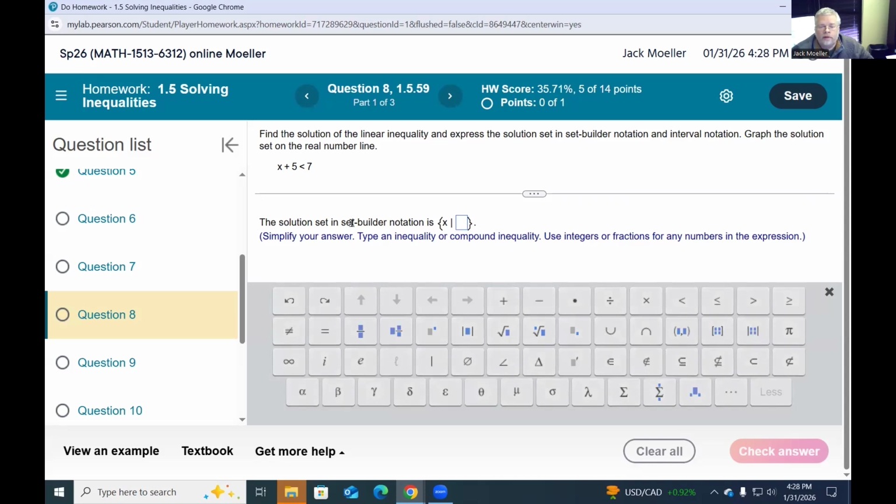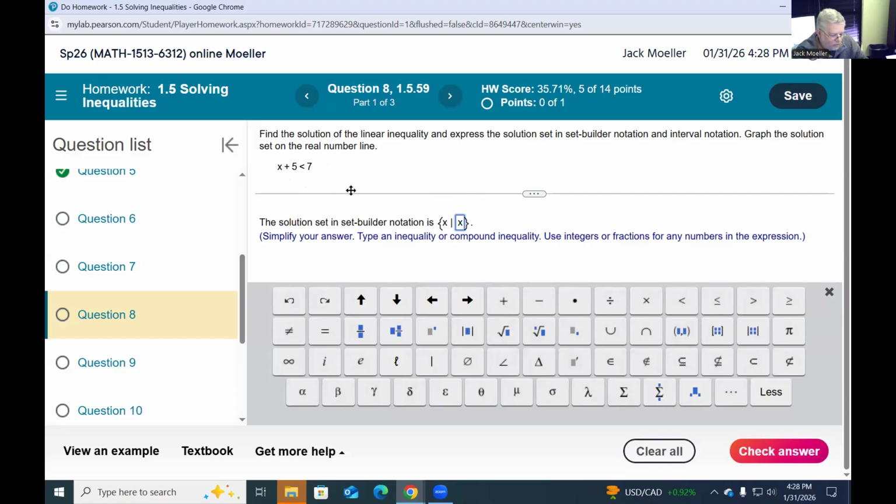Anytime you have set builder notation, you're always going to see this notation. The way this reads, anytime you have curly brackets in math, that's the set. So it's the set X. That vertical bar means such that. So this is the set of X such that, and then in that answer, when you solve this, we're going to subtract 5 from both sides. We're going to get X is less than 2. That's what they're looking for.